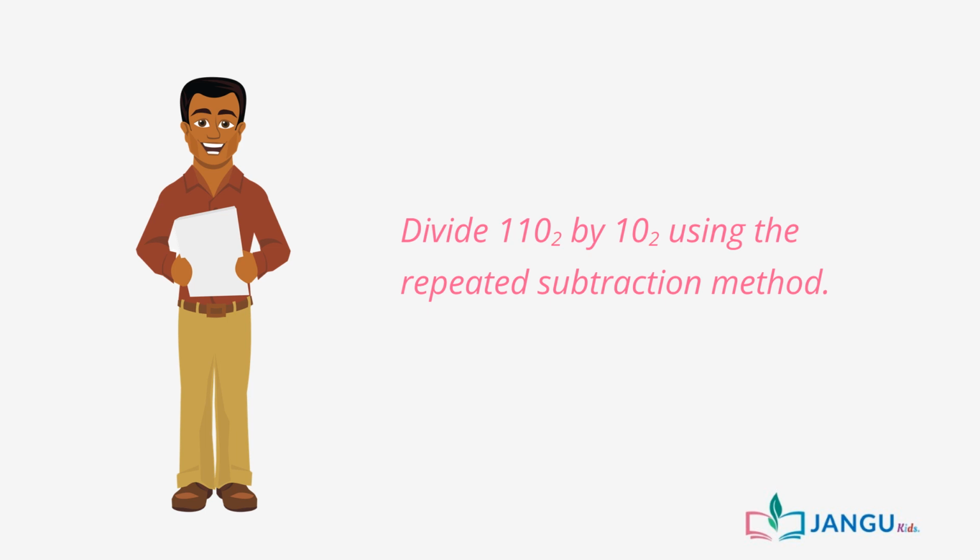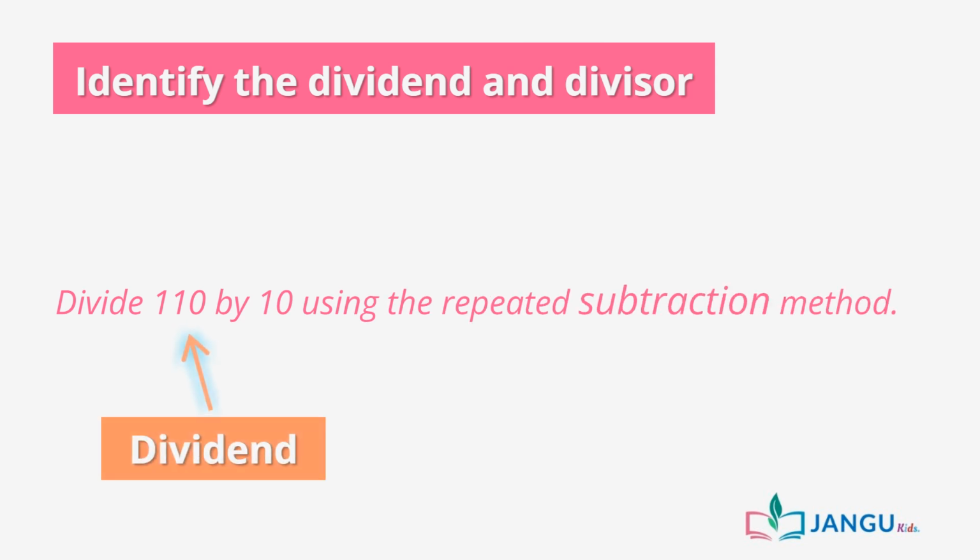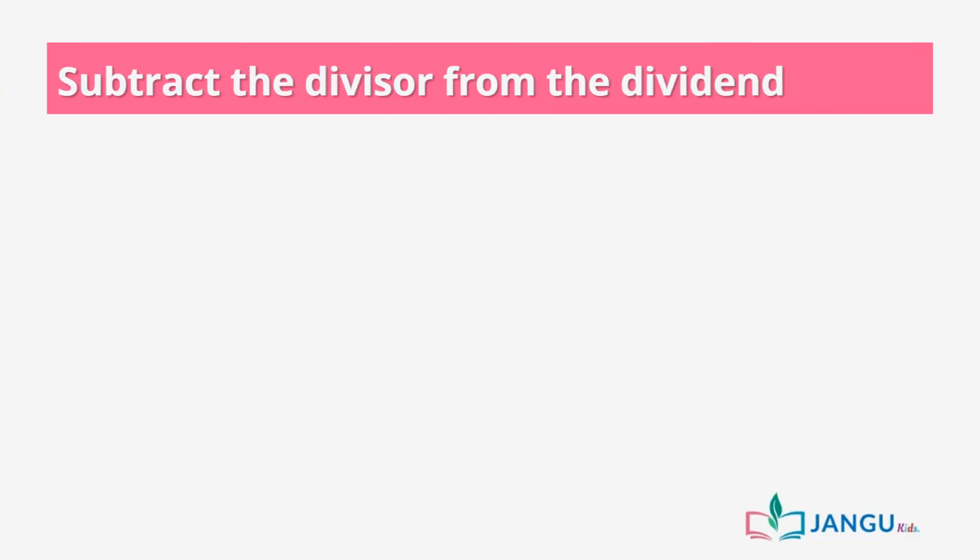Following the steps above, can you remember the first thing that we need to do? That's correct. We identify the dividend and the divisor. Our dividend here is 110 base 2, while our divisor is 10 base 2. Next, we subtract the divisor from the dividend. We will start by arranging the numbers according to their place values. We subtract the rightmost column first.